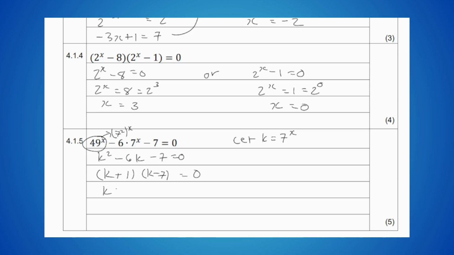So then you have k is negative 1, or k is 7. Go replace again. This is 7 to the power x is negative 1, which is impossible. You cannot have a positive number to any exponent to get a negative. So you have to draw a line through it, or you say NA. And this one is 7 to the power x is equal to 7, which is to the power 1. So our only answer is x is equal to 1.